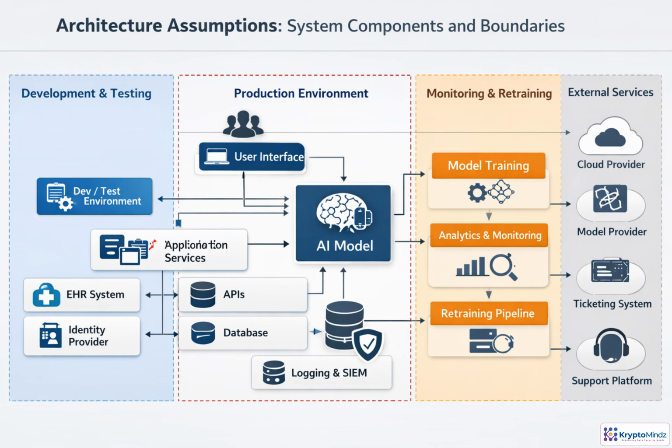Architecture assumptions turn scope into something testable. For the capstone, name the major components: user interface, application services, APIs, model endpoint, databases, logging, SIEM, and admin tools. Then show what those components touch, including EHRs, identity providers, cloud services, model vendors, analytics, ticketing, and support platforms. Most importantly, separate production from development, testing, monitoring, and retraining. Those boundaries determine where risks live, where controls apply, and what evidence you need.